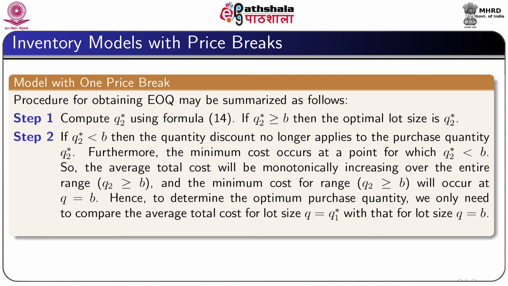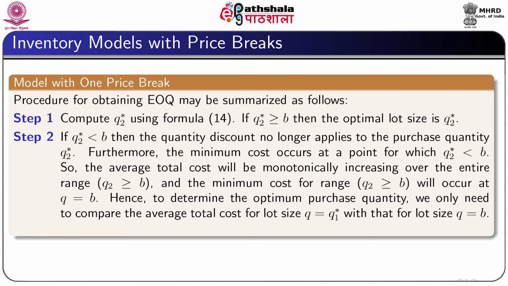Now, in order to solve the model, we can follow some steps. In step 1, we first compute Q2 star by using the formula 14. If Q2 star is greater than or equal to B, then we get the optimal solution, the optimal lot size is Q2 star. Now, if Q2 star is less than B, then the quantity discount no longer applies to the purchase quantity Q2 star.